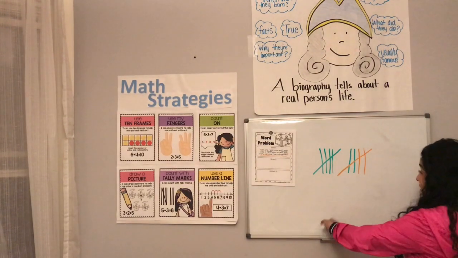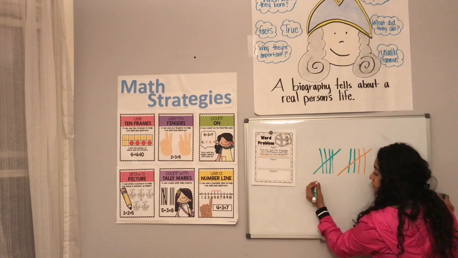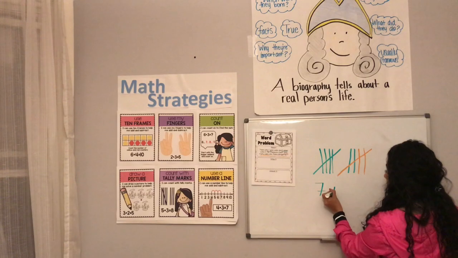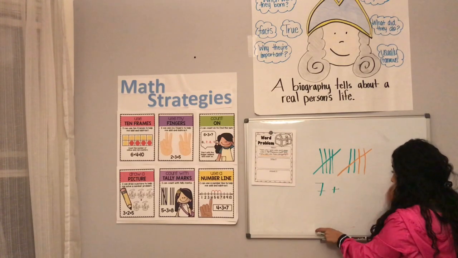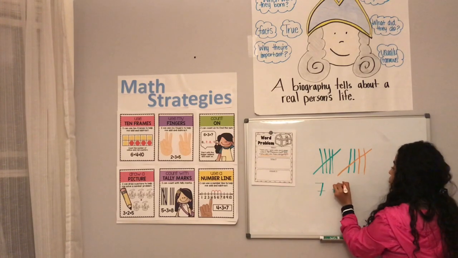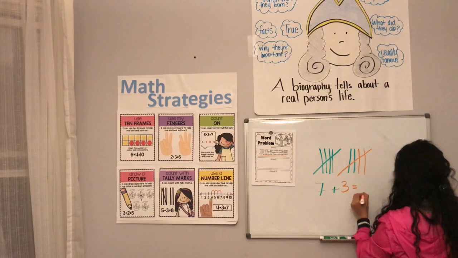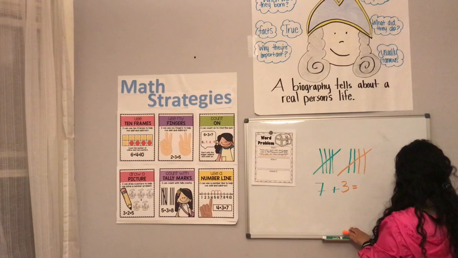So my equation would say 7 plus, and maybe I'm going to draw the 3 with my orange marker just to be sure, so that I know what I'm talking about, equals 10.